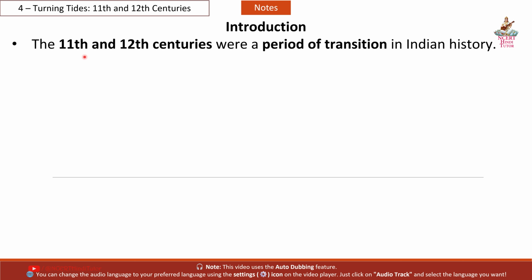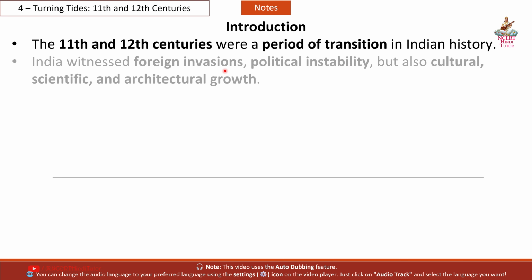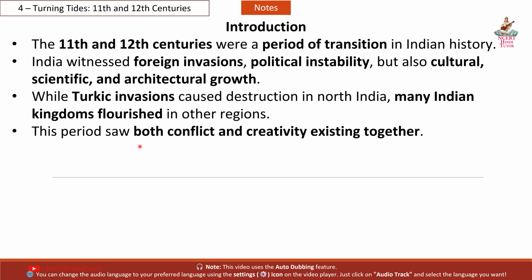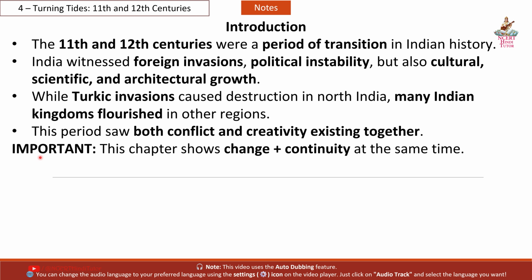Introduction. The 11th and 12th centuries were a period of transition in Indian history. India witnessed foreign invasions, political instability, but also cultural, scientific, and architectural growth. While Turkic invasions caused destruction in North India, many Indian kingdoms flourished in other regions. This period saw both conflict and creativity existing together. Important: this chapter shows change plus continuity at the same time.